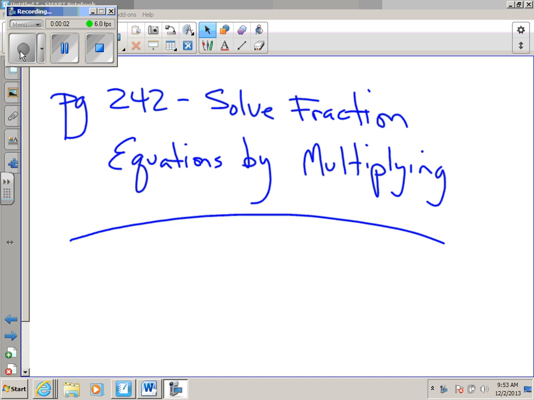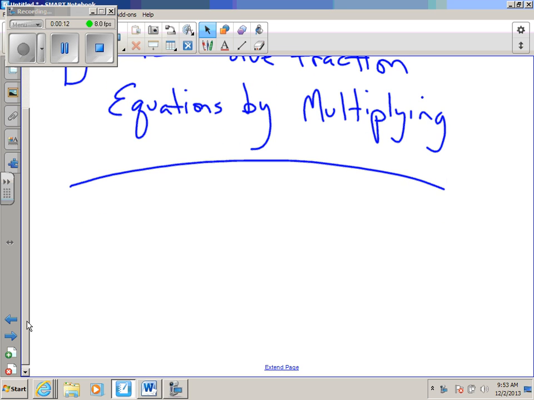Solving fraction equations by multiplying. Check skills you'll need. Let's take care of numbers 1, 2, and 3 to warm up today.